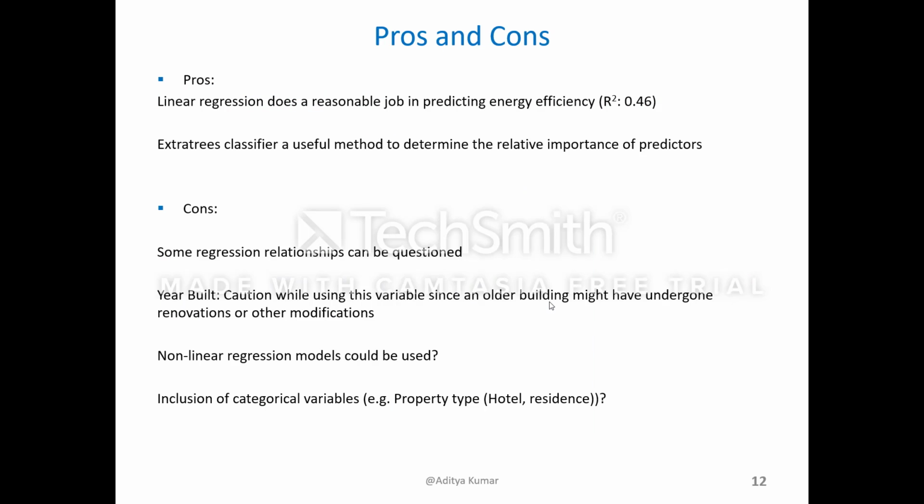So the pros and cons. The pros were that linear regression did a reasonable job in predicting the energy efficiency. For example, the R square value was reasonably high, even though we were using a large number of variables. The extra trees classifier was a useful method. Initially I was trying the principal component analysis, but I think this method was a much better method to quantify the relative importance of various predictors for the regression equation.